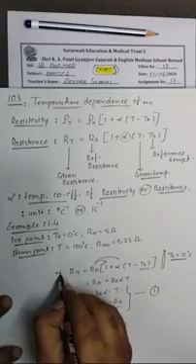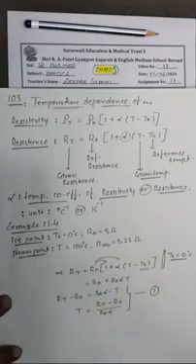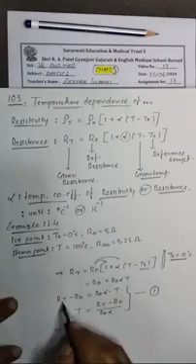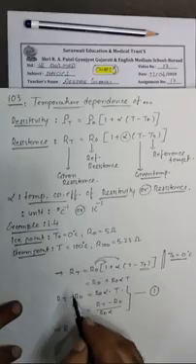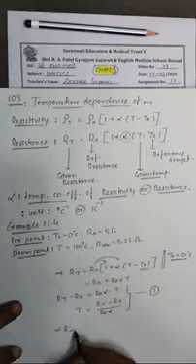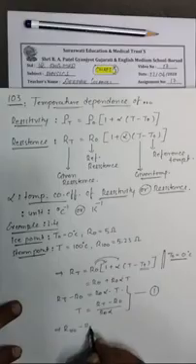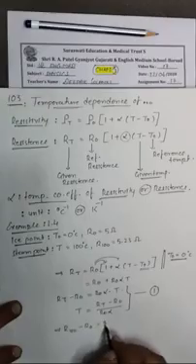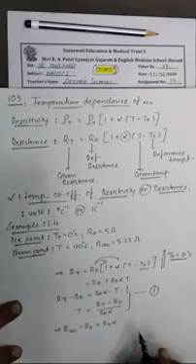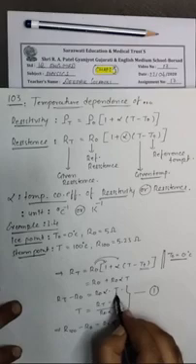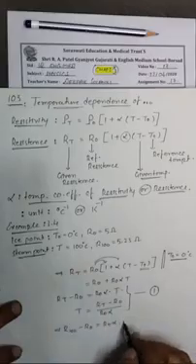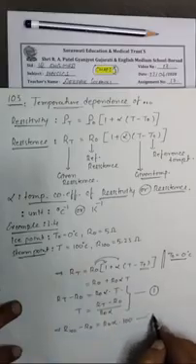So this is the first case for the ice point. Now for the steam point, the same equation you can write like this: R100 minus the reference resistance R0 is equal to R0 alpha, and instead of T, you have to take the temperature of the steam point, that is 100. Give it equation number 2.